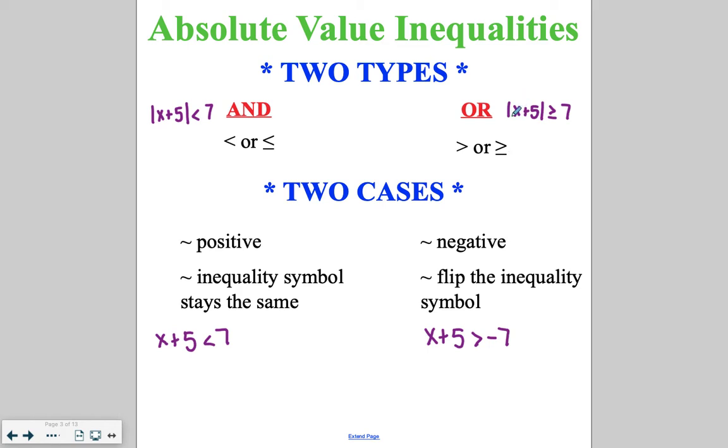The same thing would happen with the OR case. So if we start with x plus 5 is greater than or equal to 7, then for our second case we would flip it: x plus 5 is less than or equal to negative 7. So the first type would be AND and the second type would be OR.